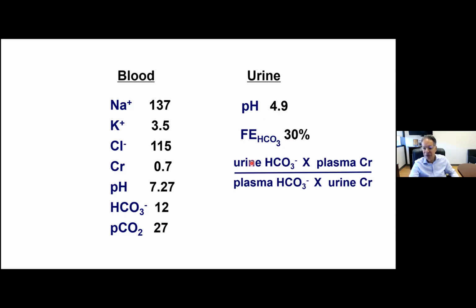And we calculate that, remember, by taking the urine bicarbonate times the plasma creatinine over the plasma bicarbonate times the urine creatinine, just like we calculate the fractional excretion of anything. So it doesn't matter what the substance is, the calculation's the same.